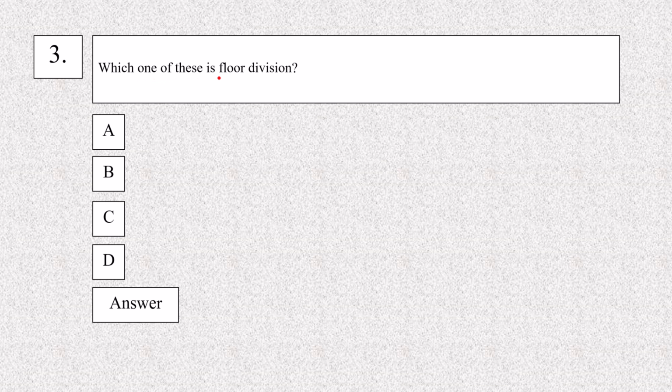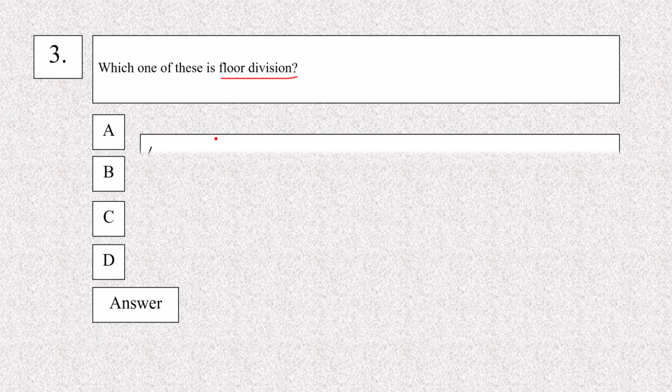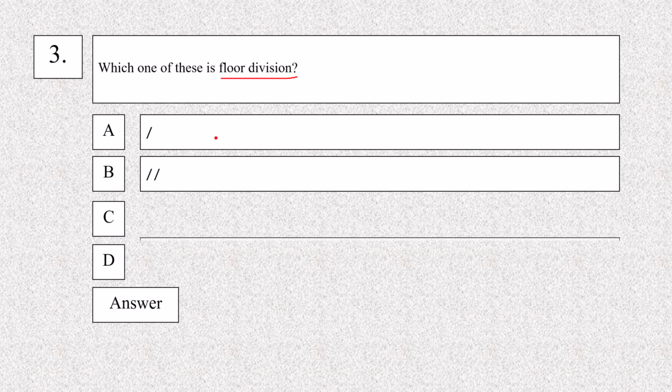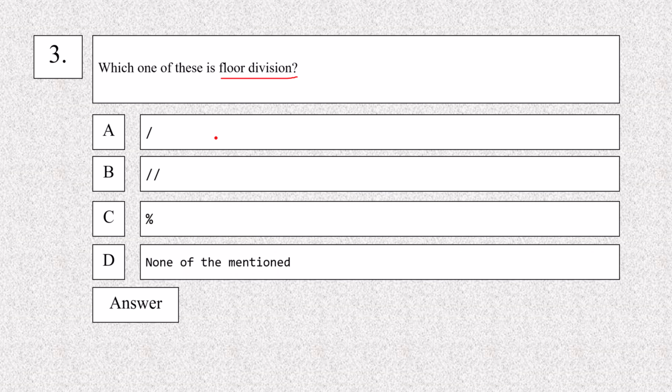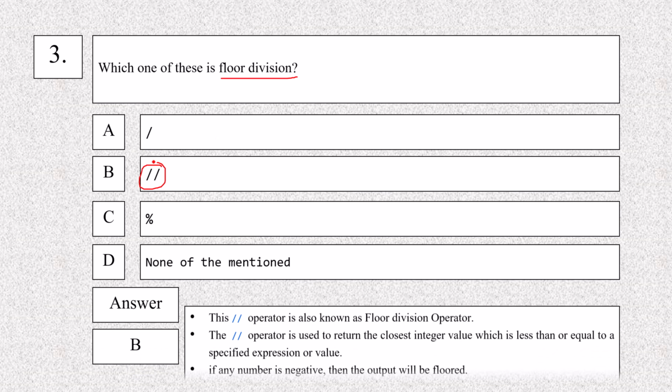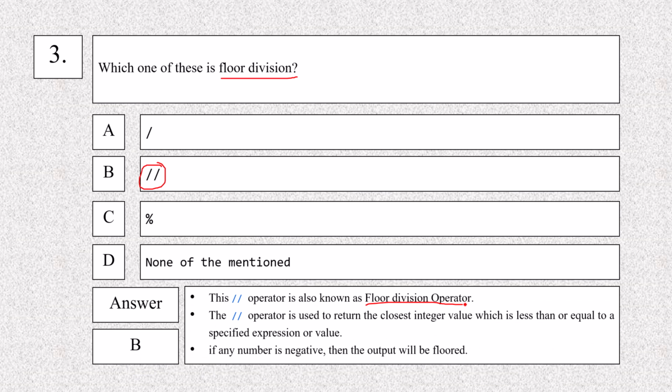Which one of these is floor division? Option A, this is option B, option C, and option D. The correct answer will be option B here. This operator is also known as floor division operator. Floor division operator is used to return the closest integer value which is less than or equal to a specified expression or a value, and remember that if any number is float, then the output will be float. Correct answer will be option B. Now I'll go to the next question.